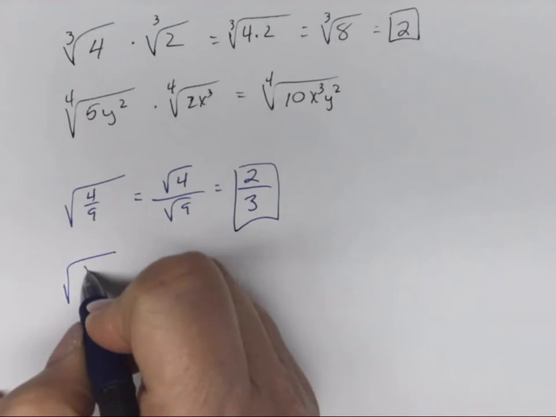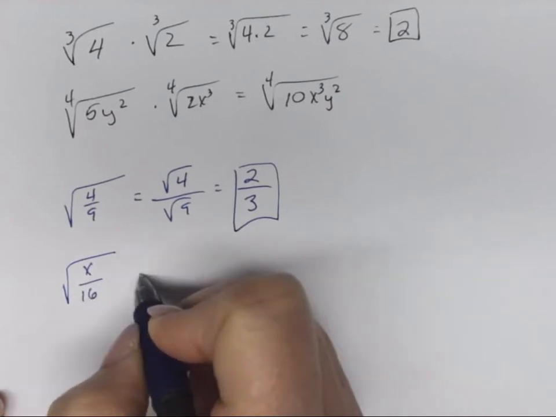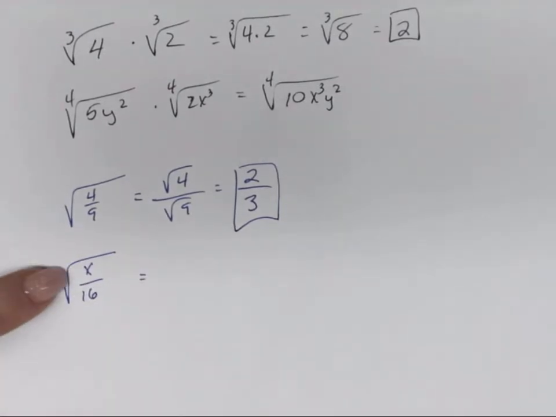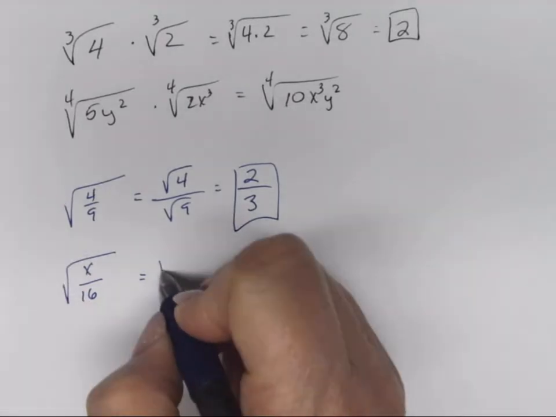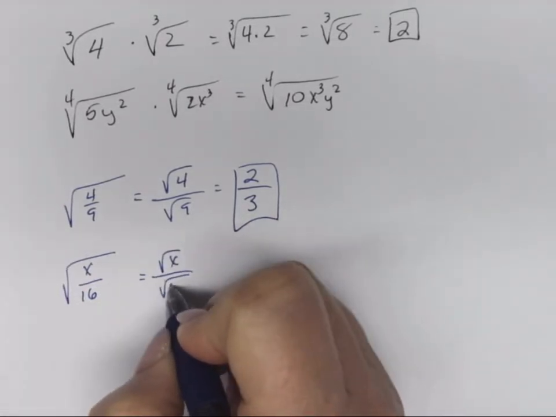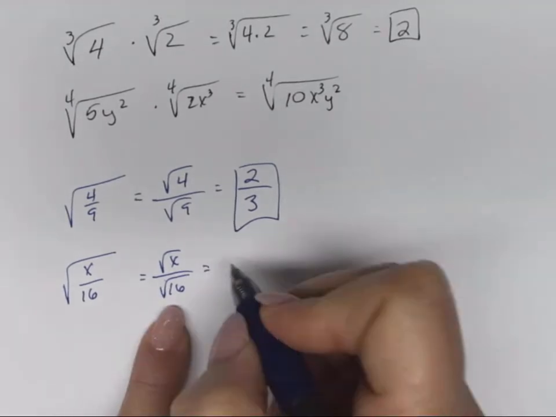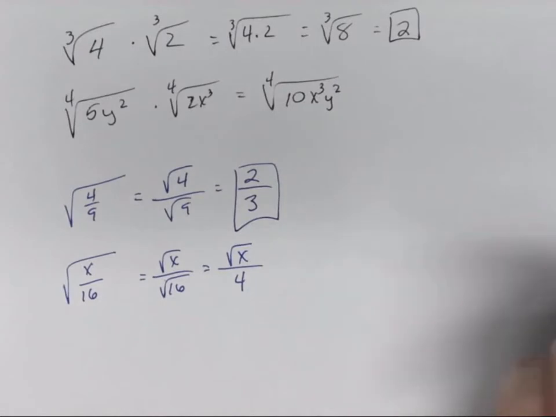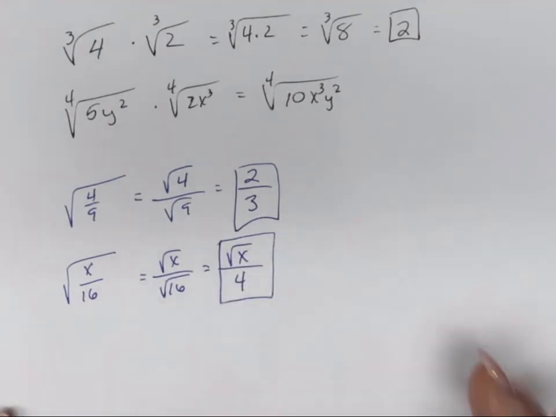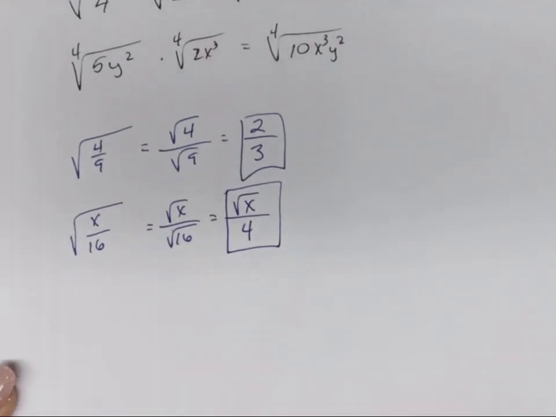Now for something like this is where it will become more useful to separate them. I can't take the square root of x, but I can do the square root of 16. So when I separate them, then I can simplify the square root of 16 to be 4, but the square root of x is going to stay just the way it is because I can't do anything with it.